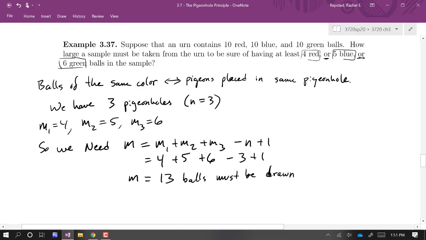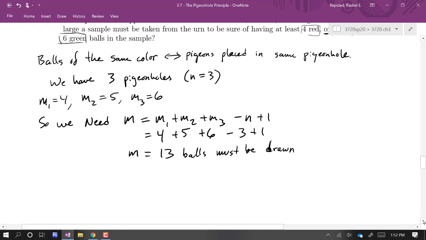So there we are using the equation that we have in part B of the strong pigeonhole principle. I'm going to think about this problem again. We're going to solve this problem again in what I find a more intuitive approach. The way that we're going to do it is by constructing a worst case scenario. Like, what's the maximum number of balls I would have to draw before I'm forced to have one of these conditions met? So let's construct that worst case scenario.